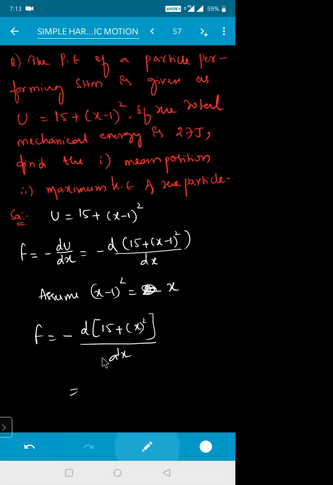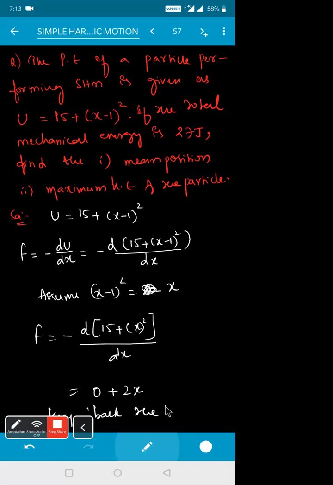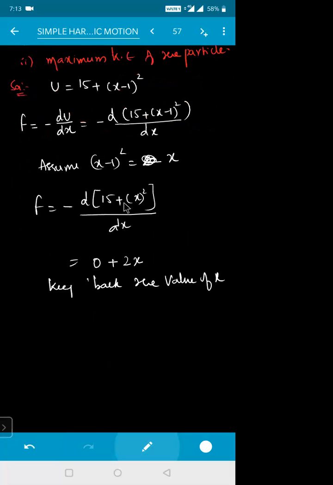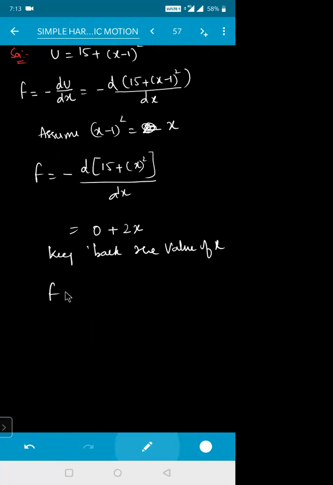Now differentiation of 15 is how much? 0. Because differentiation of x square is 2x. Keep back the value of x. So F equals, the minus is already here, so this will become minus of 2 into x, where the value of x is x minus 1.